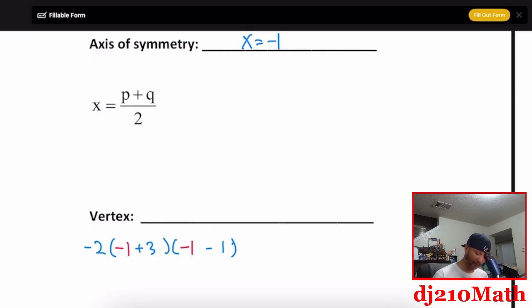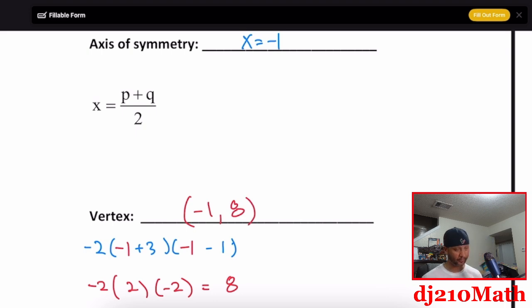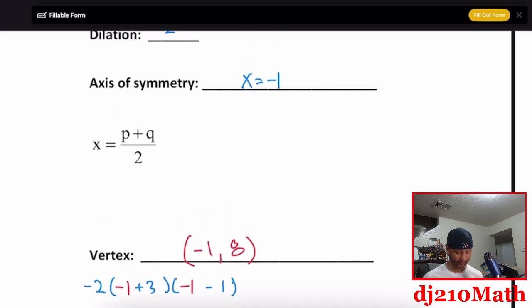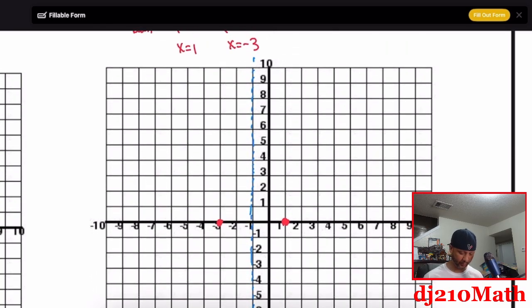This is going to be -2, 2, -2. It's interesting. 2 times 2 is 4 times 2 is 8. And then a negative times a negative is a positive. So the vertex, when x is -1, the y value is 8. -1, 8. And this makes sense because it opens down. Okay, there are our points.